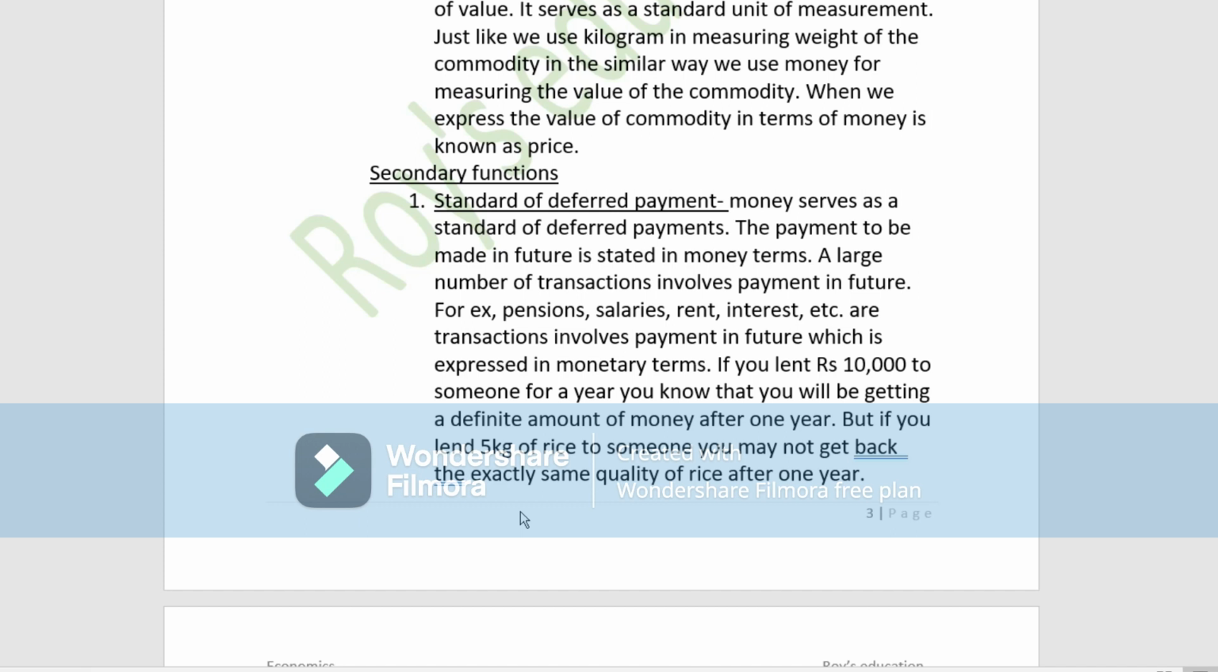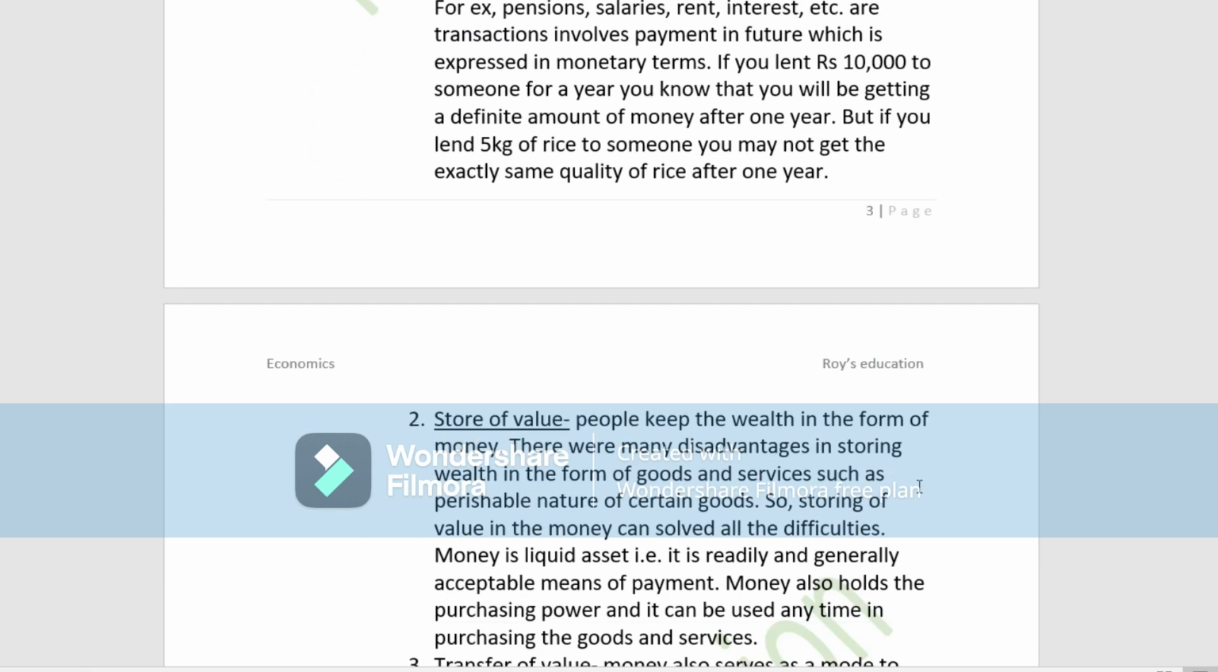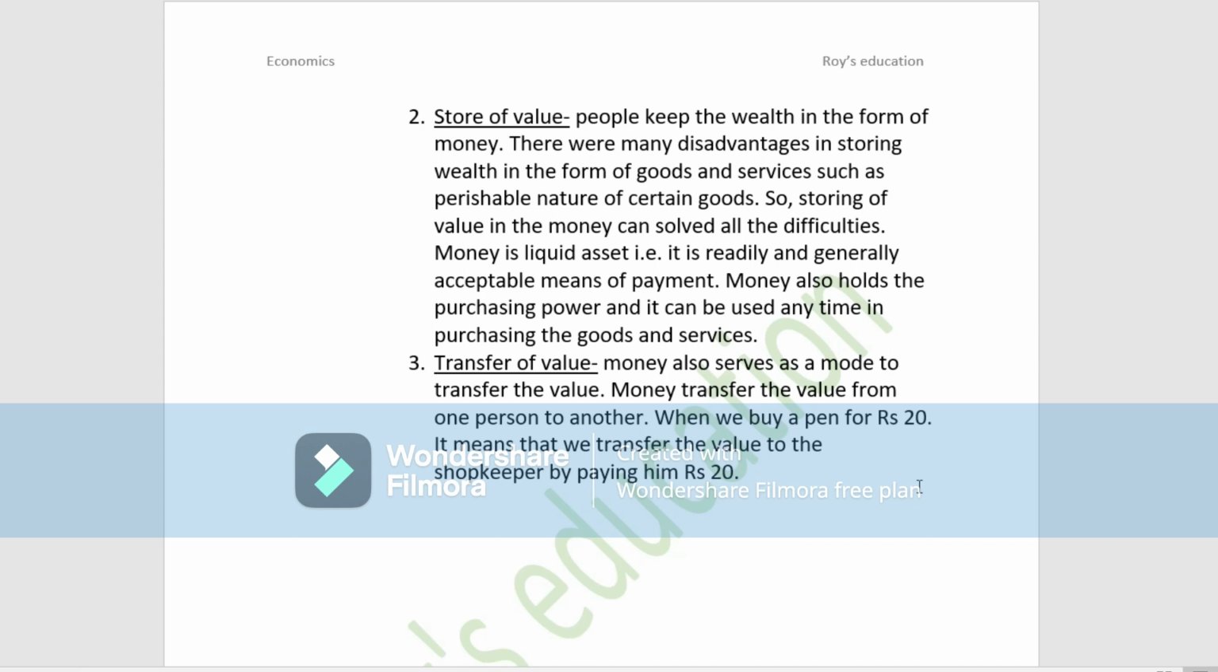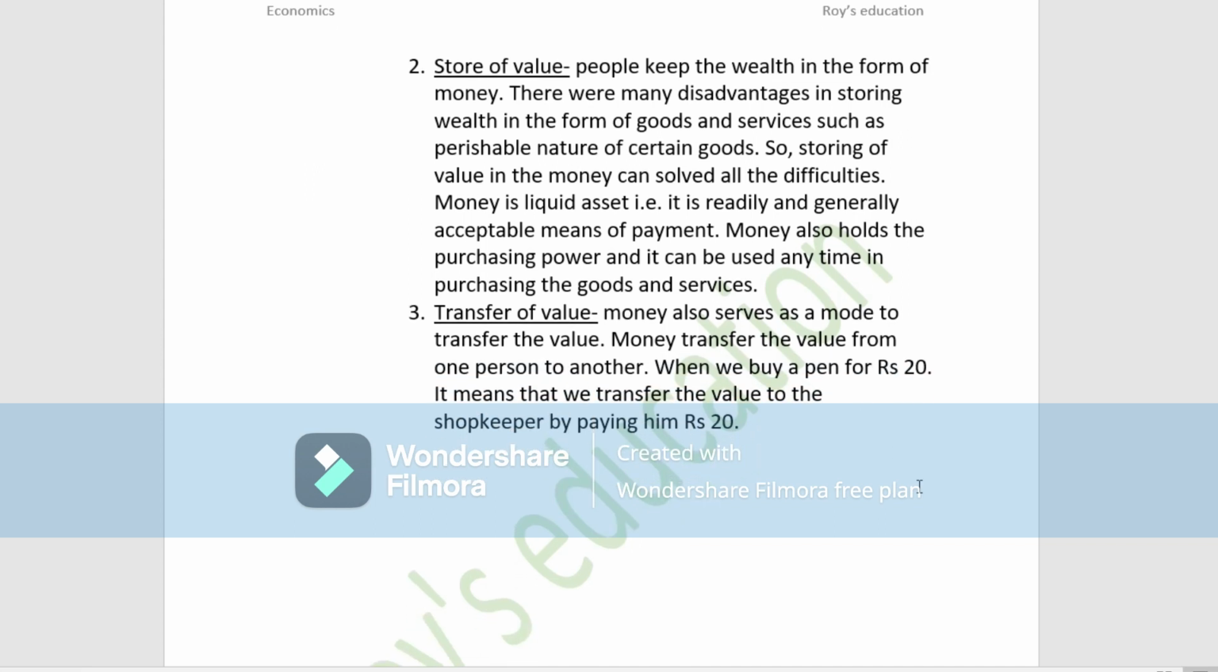That means a large number of transactions are involved in the future: pension, salary, rent, interest. If you lend rupees 10,000 to someone for a year, you are sure that you will get that definite amount of money after one year. But if you lend someone 5 kg of rice, you may not get back exactly the same quality of rice after one year. It is not possible. But it is possible if you lend money to someone.